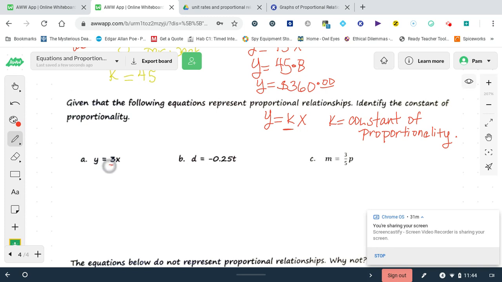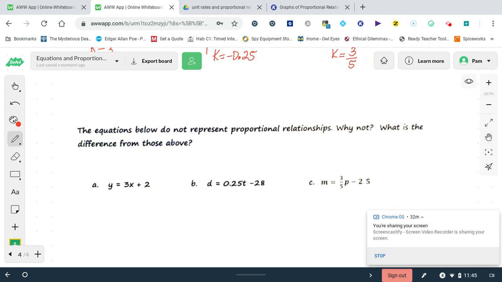So this one, k is clearly 3. This variable that's by itself, like the d, is on the side by itself. It's like your y. So I have a d and a t instead of an x and a y. I'm trying to stress to you, you don't have to have an x and a y. But d is by itself. It's like your y. This would definitely be your constant of proportionality. It's always attached to the other variable that's not by itself. Okay, so m is by itself. What's attached to this variable that's not by itself? Well, 3/5. So 3/5 is your constant of proportionality.